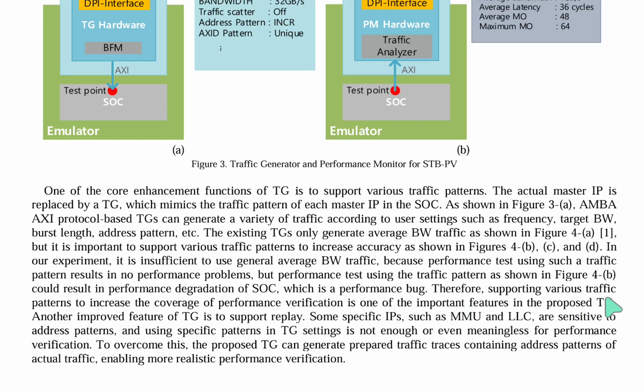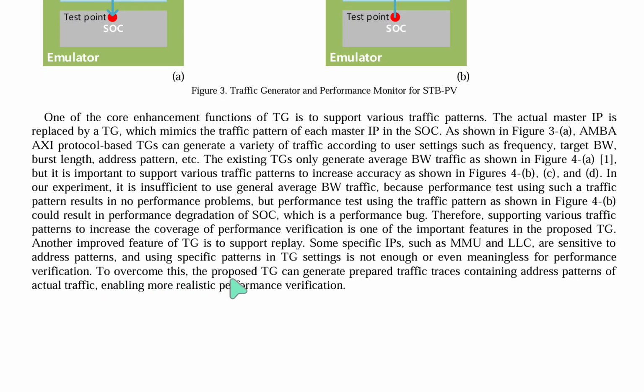the proposed TG. So another improved feature of the TG is support for traces. Some specific IPs such as MMU and LLC are sensitive to address patterns, and using specific patterns in TG settings is not enough or even meaningless for performance verification. So to overcome this, the proposed TG can generate prepared traffic traces containing address patterns of the actual traffic, enabling more realistic performance verification.